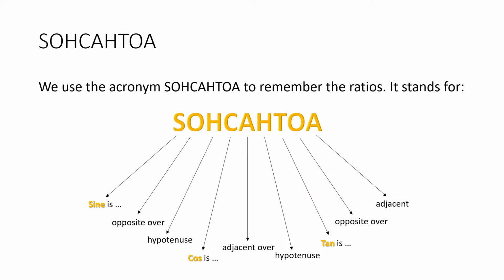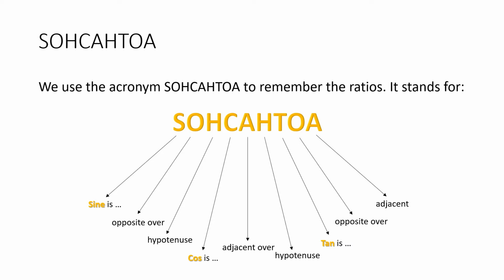Now, it could be quite difficult to remember those ratios, so we use the acronym SOHCAHTOA to remember it. This is what it stands for. Sine is opposite on hypotenuse, cos is adjacent on hypotenuse, tan is opposite on adjacent.